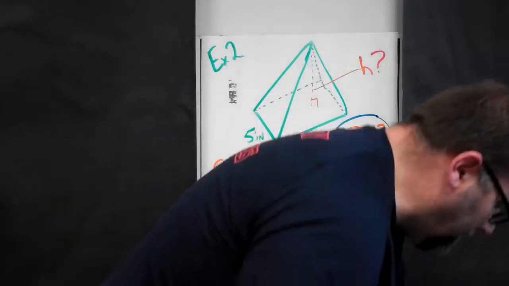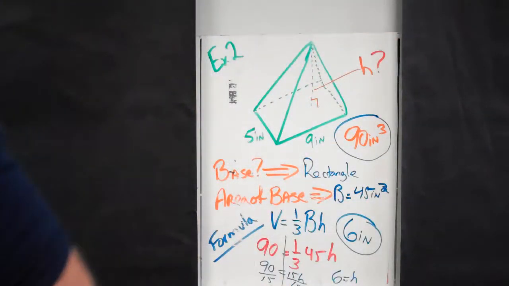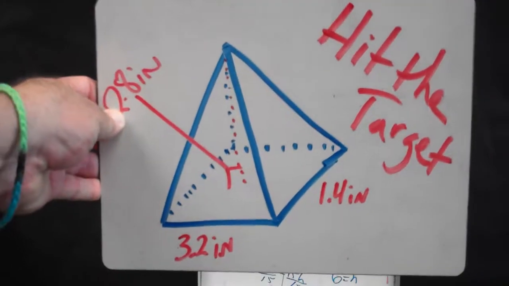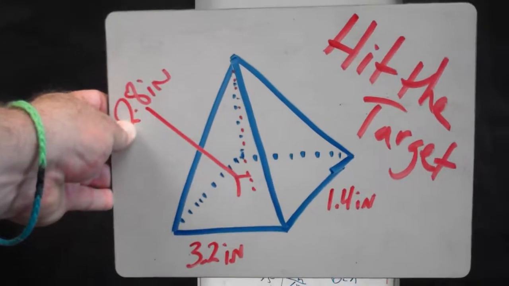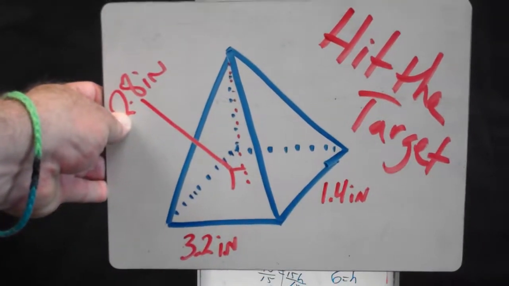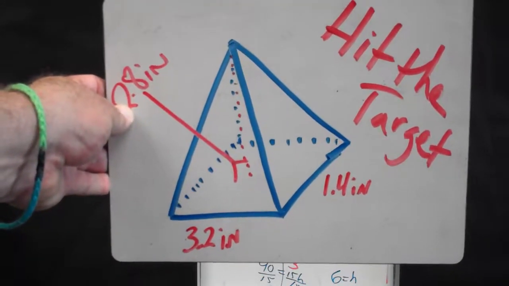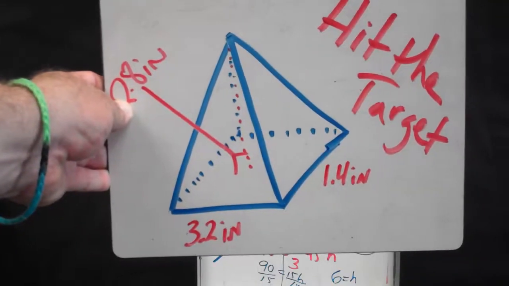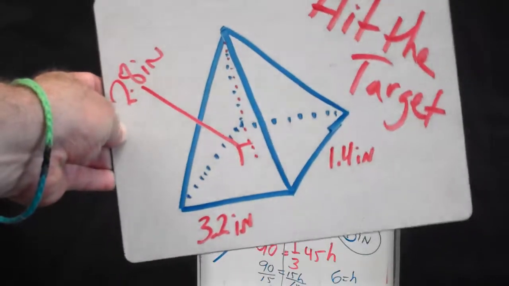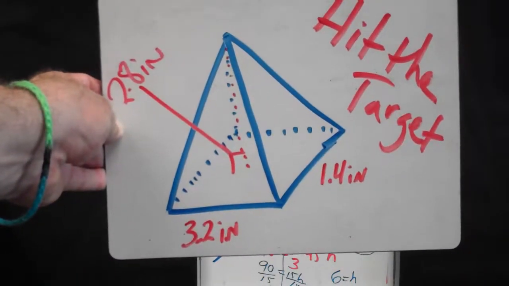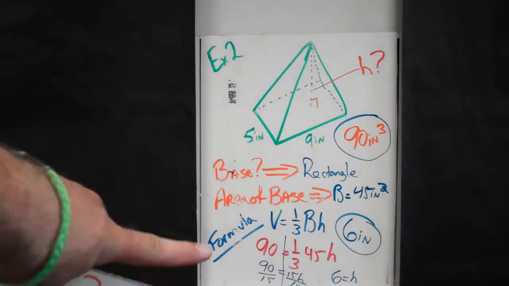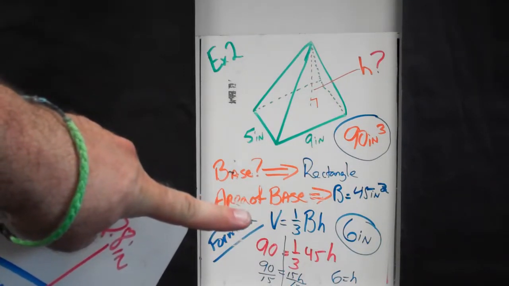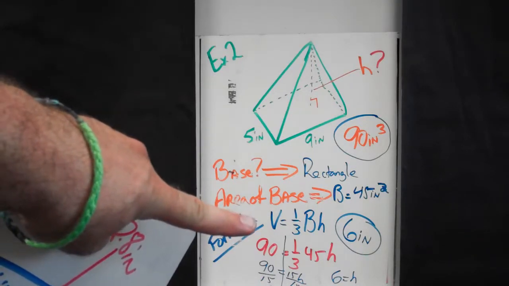Okay, let's look at the target. I wrote it on a little smaller board. So here's our target. We've got, I'm not going to tell you what kind, a pyramid here, and what we're seeing here is 2 values for the base as 3.2 inches and 1.4 inches. And then we're seeing a height of 2.8 inches, excuse my thumb. And you should be able to find the volume of this. Make sure you use that formula right there. Volume equals 1/3 big B times height.